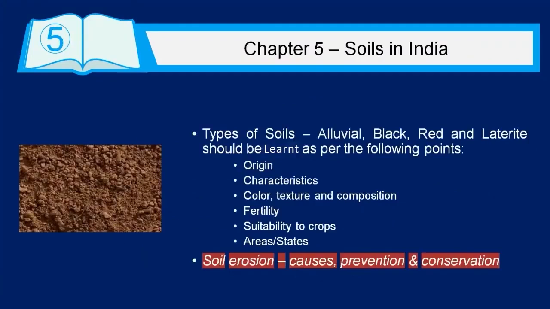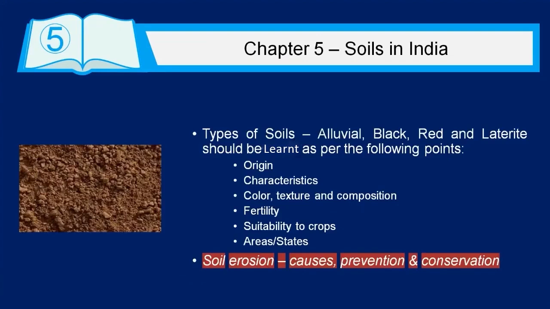In the chapter on soils, you have to study only 4 types of soils: alluvial soil, red soil, black soil and laterite soil. Each one of them must be studied under the headings origin, characteristics, composition, color and texture, fertility, suitability for crops, and distribution in areas and states. To understand the origin of soils, you must revise the topic on rocks, igneous and metamorphic rocks.